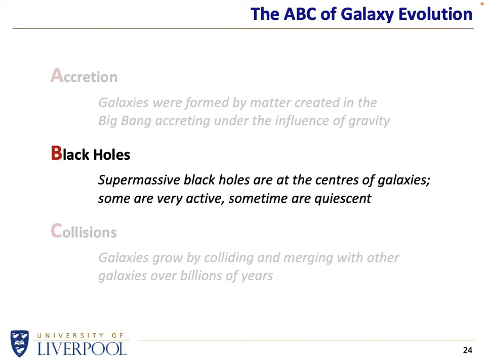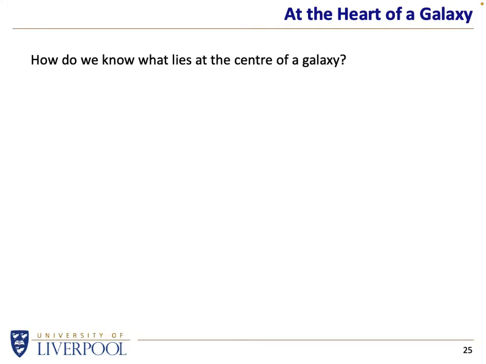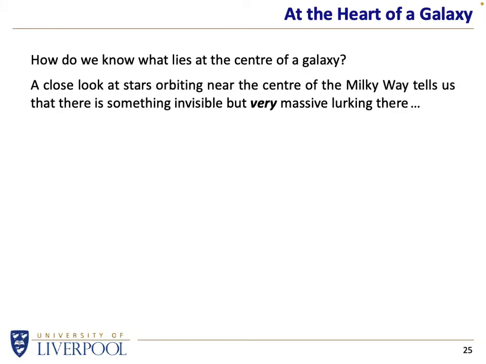How do we know what's going on in the centers of galaxies? Well, we've known for a while now, or at least we've suspected for a long time, that there are black holes at the centers of galaxies. How do we know? Well, one way we can do that is to look at stars orbiting close to the center of the Milky Way.